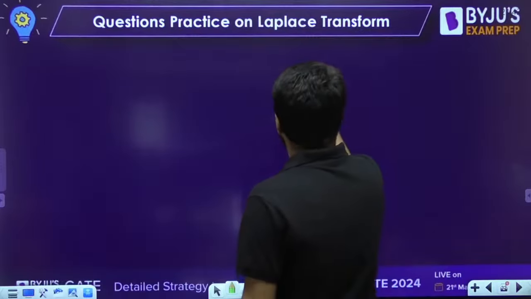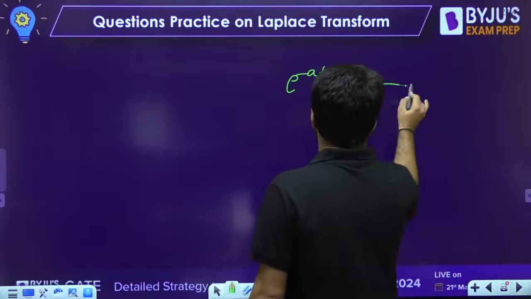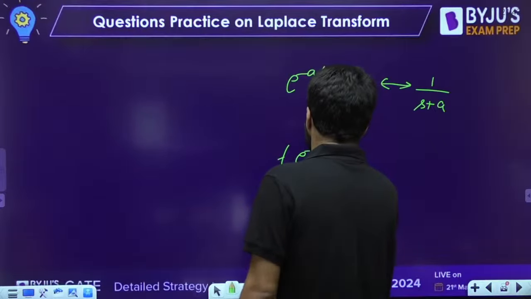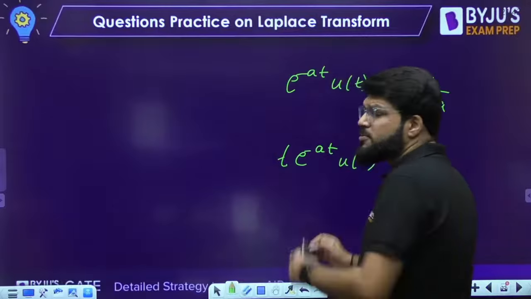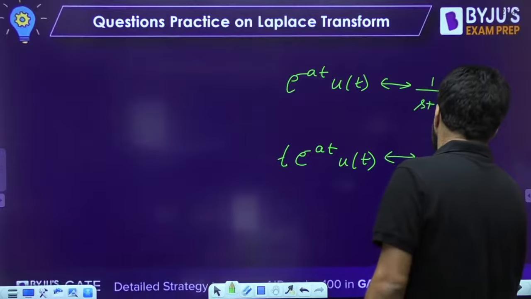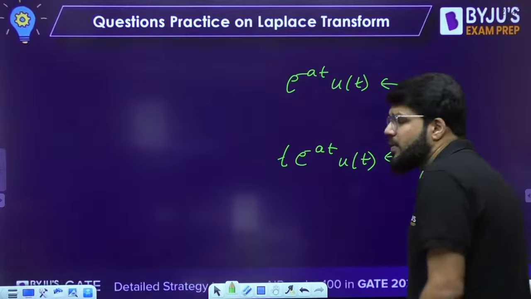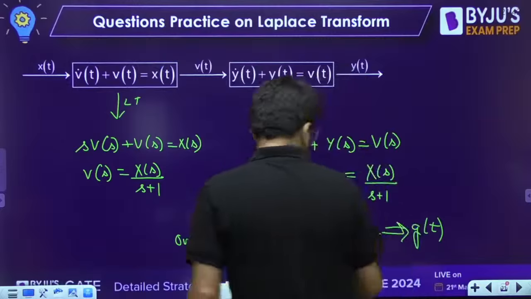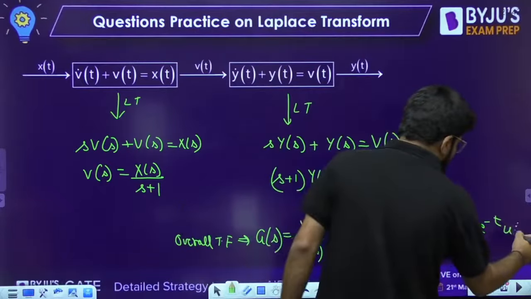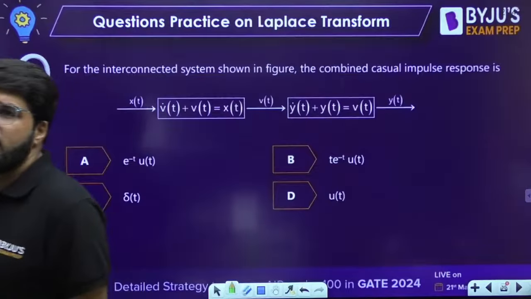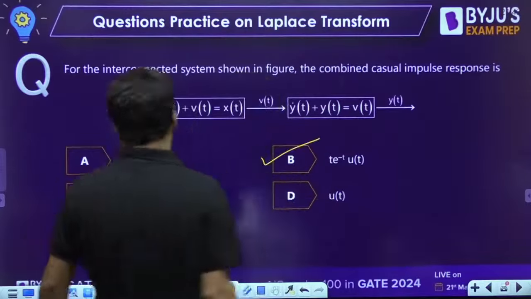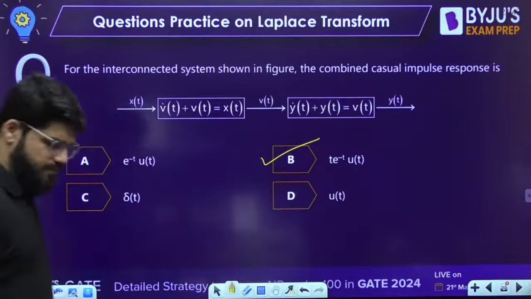For e power minus at u(t), which is also in the option, the Laplace transform is 1 upon (s plus a). For t e power minus at u(t), what is the Laplace transform? Derived by the t-times property, the s differentiation property, it is given by 1 upon (s plus a) whole square. I am getting 1 upon (s plus 1) whole square, so it should be t e power minus at with a equal to 1. So t e power minus t u(t) is my answer. That is option number B.